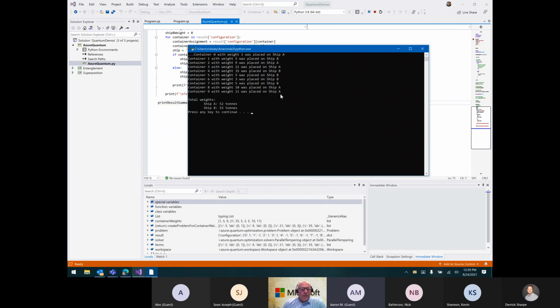If we look at that, you'll see container 1, which has a weight, was placed on B. You can see it came really, really close, 52 to 53 tons. Didn't quite get it. And literally that's as close as it could get by optimizing the specific containers with specific weights to go on ship A and ship B in order to get as close as possible.